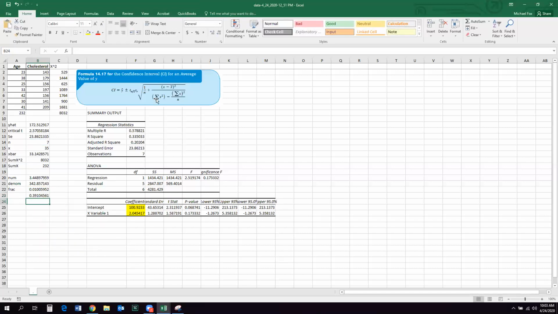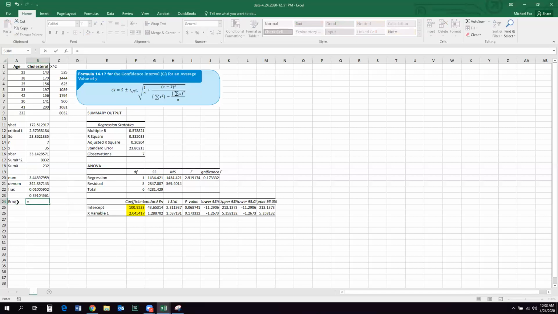And you could call that whatever you want, I don't know. So if you think about it, the formula is y hat plus or minus this whole thing. And this whole thing, some people would call it the error, which is the critical t times the standard error times this fraction, this radical that I just figured out. So I might just label it the error, or you call it whatever you want.